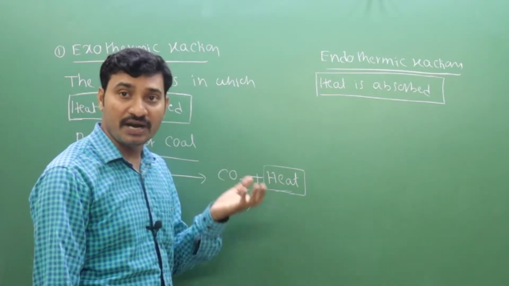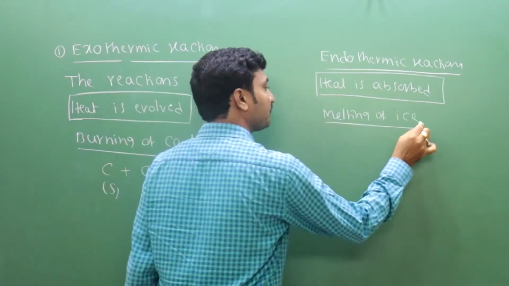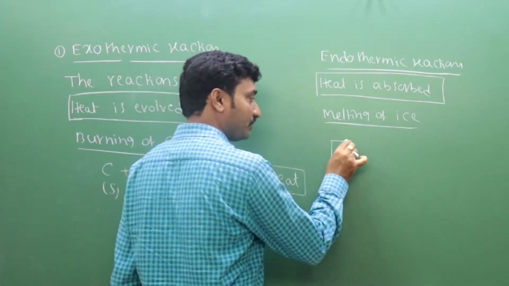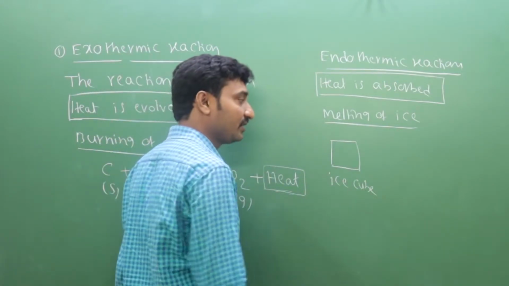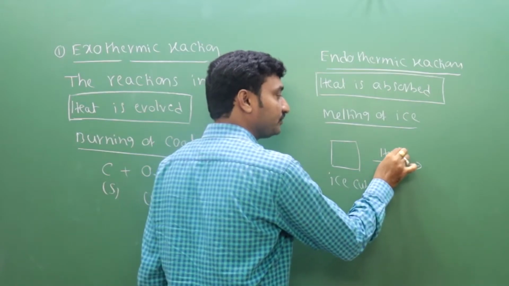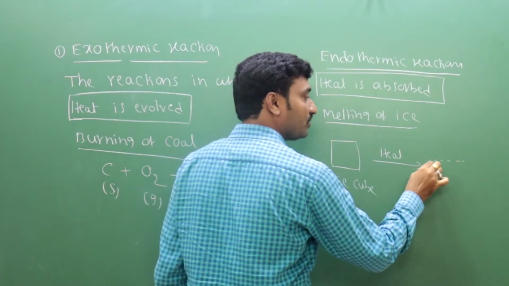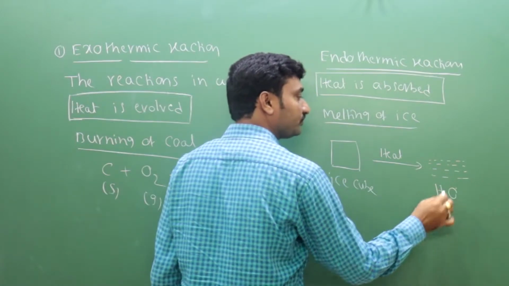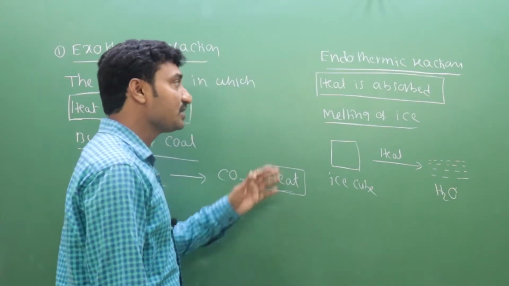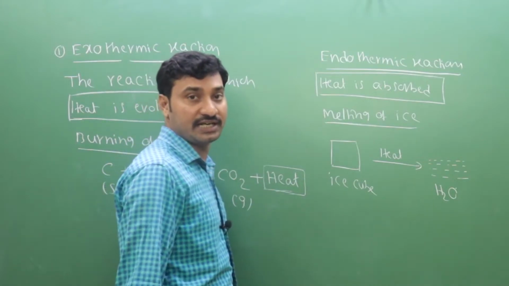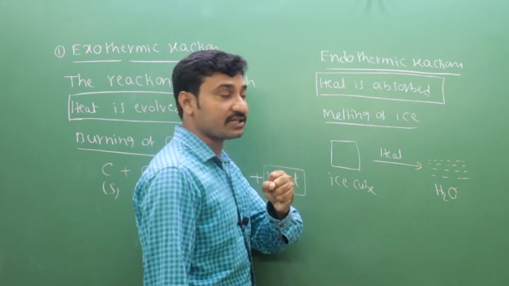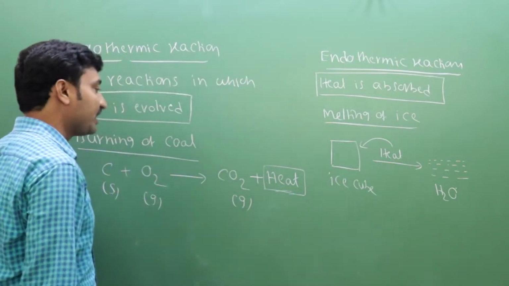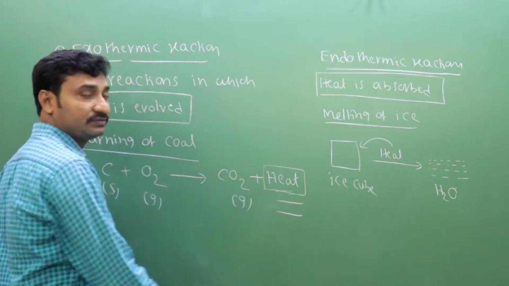For example, melting of ice. Suppose you take one ice cube. To melt, it absorbs some heat and it is converted to what? Water, right? Liquid water. So this is an example of an endothermic reaction. For endothermic reactions, heat is absorbed. For exothermic reactions, heat is evolved.